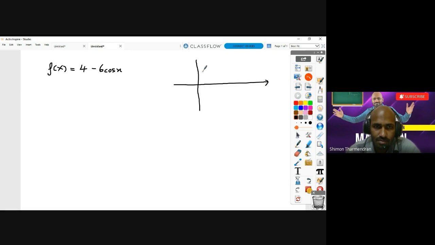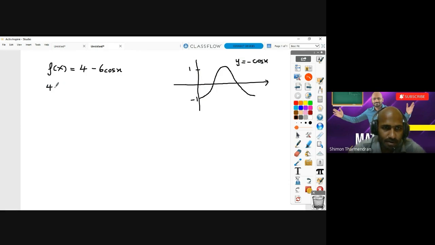Now, the negative cos x graph just now, what was your lowest value? Minus 1, your highest value 1. This is minus cos x. We can check our answer easily if we are correct or not. So, see over here, 4 minus 6. When I input minus 1, I get 4 plus 6, and there you go. 10 is my maximum value.